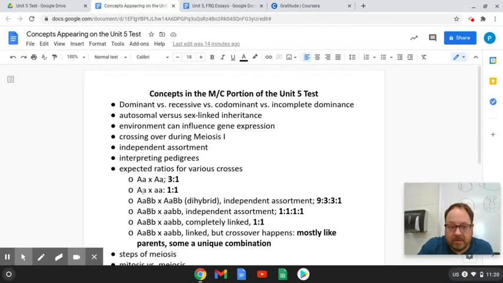If one parent is heterozygous and the other is homozygous recessive, again, one parent will always pass on the recessive allele, and the other one has a 50-50 chance of passing on the dominant allele. So you get a 1-to-1 ratio.